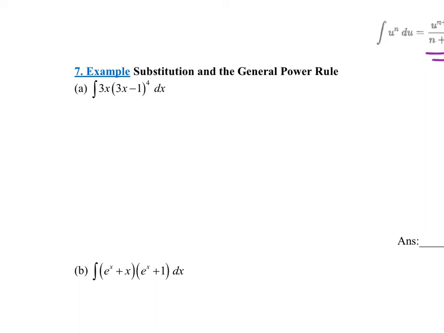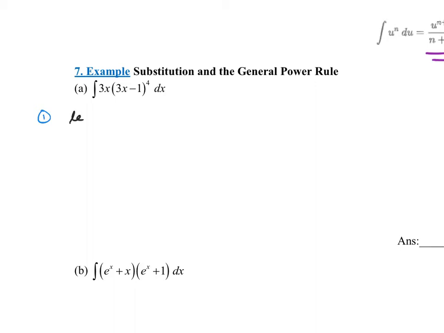So let's look at example 7 here. 7a says find the indefinite integral of 3x times (3x minus 1) raised to the 4th dx. Again, this is a problem where technically you could distribute and FOIL all that out, but that would take way too long, so let's use our u substitution, and that's what I expect to see on the test.